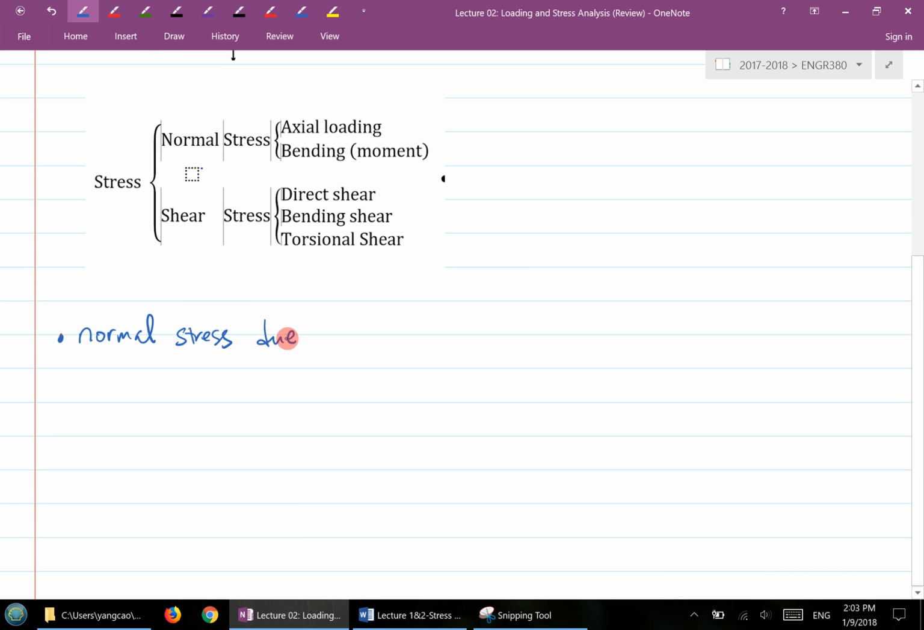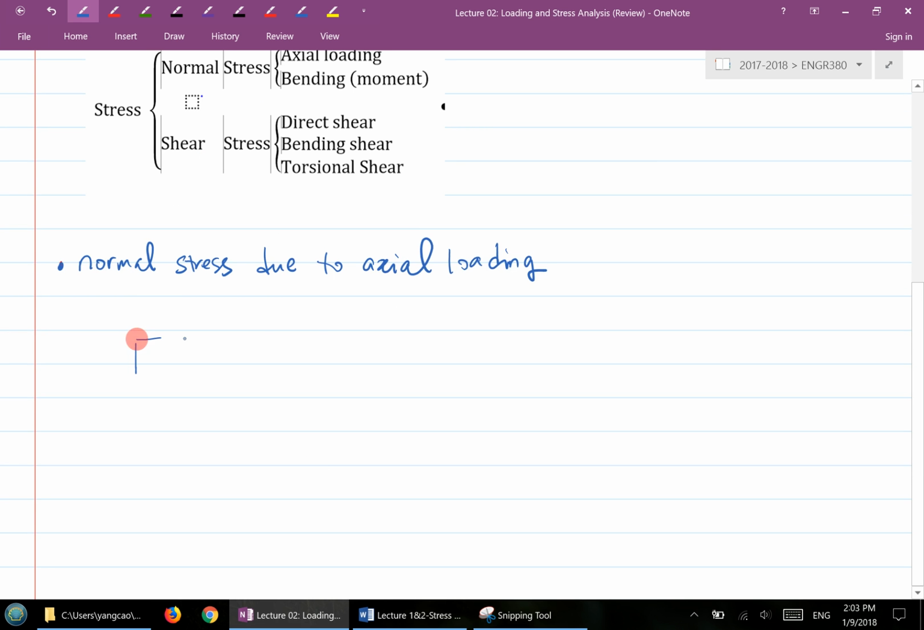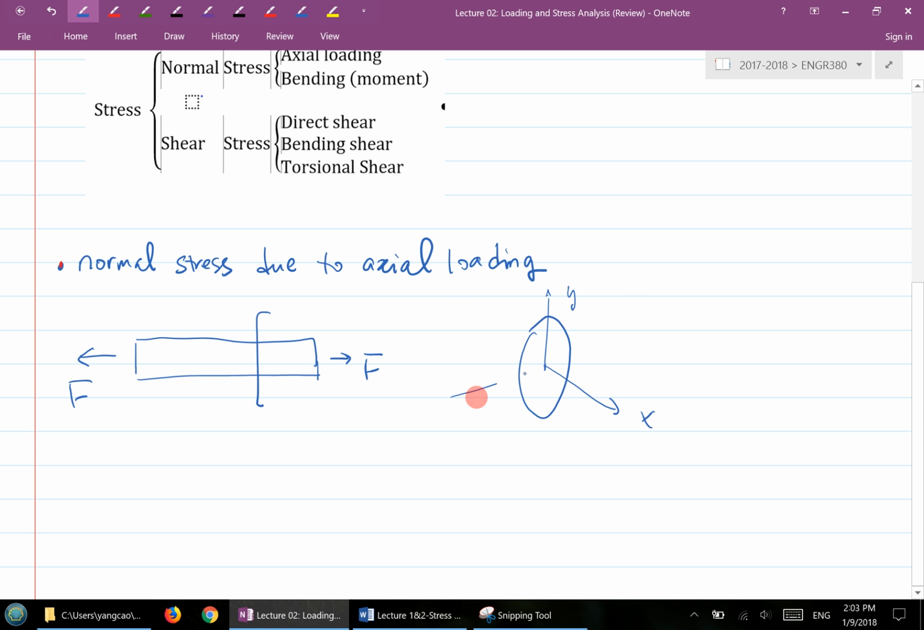And let's look at the normal stress due to axial loading. Okay, so it's a very simple case. If you have a bar, whether it's a circular bar or not, doesn't matter. Let's say we have a circular bar right here, subjected to a tensile force F on both ends. Now we're going to cut a cross section anywhere along the bar right here. And if we look at the cross section, suppose that this is a circular bar, let's say this is the y-axis, this is your x-axis, and this is your z-axis. So this is almost like the right view of this circular bar.